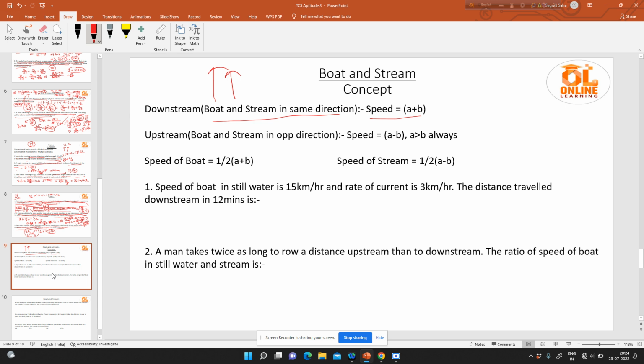Okay, upstream means boat and stream are in opposite direction. Boat is flowing here, stream is flowing here, so their speed would be the difference, a minus b, and always a should be greater than b, otherwise boat will not move, right? Then if you want to find the speed of boat, it would be half a plus b, where a is the downstream and b is the upstream. And speed of stream would be half a minus b, a is downstream, b is upstream.